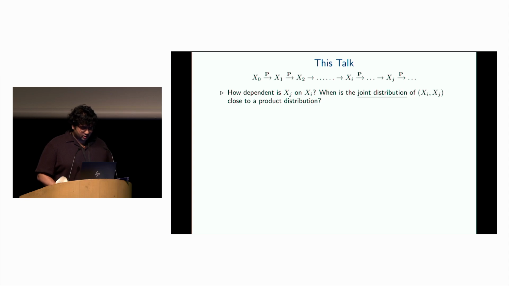In this talk, we are asking a slightly different question. We are asking how dependent is xj on xi? So what is the joint distribution of xi comma xj? And in particular, when is it, say, close to a product distribution?